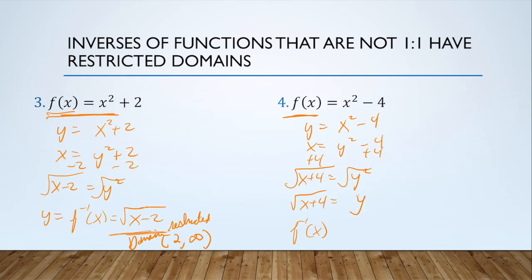But again, its domain isn't going to be all real numbers. Its domain, because this graph has been shifted to the left, is going to be from negative 4 included, because the square root is 0, all the way to infinity. So even though these aren't one-to-one, they can have inverses over restricted domains.